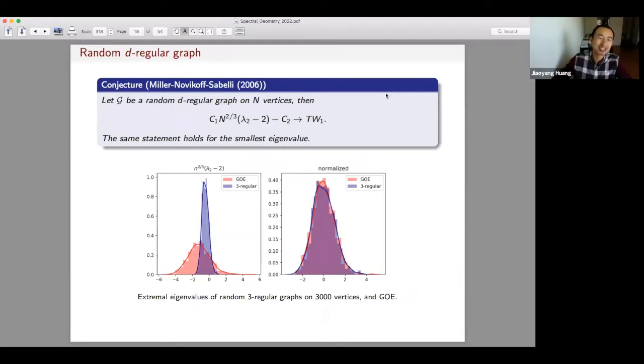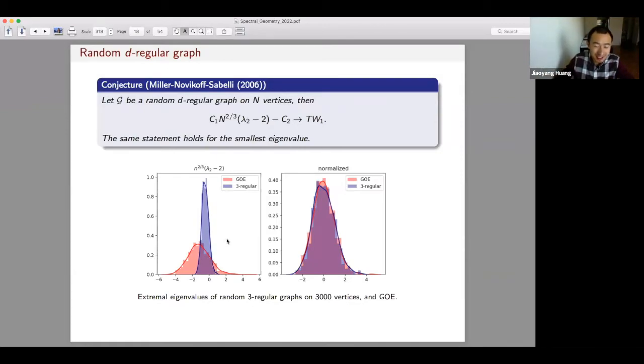And because of those universality results, it was a conjecture by Miller, Novikoff, and Sabelli, based on their numerical simulation. So the conjecture for this d-regular graph on n vertices: if you first subtract 2 and do this n to the 2/3 rescaling, and then further normalize it by some constants C1 and C2, then this object converges to the Tracy-Widom distribution. In the same statement, they also observed the same holds for the smallest eigenvalue. This is for lambda 2. Asymptotically, lambda 2 and lambda n are independent.